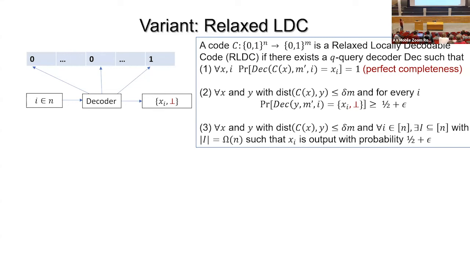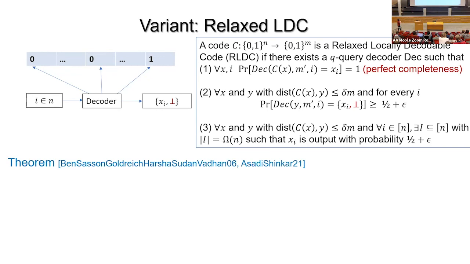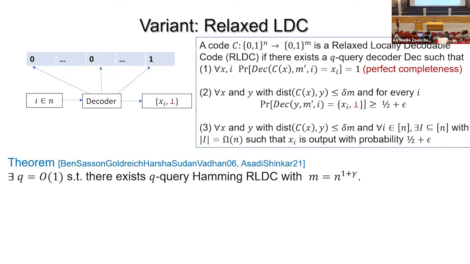The first one is perfect completeness, which means that if there is no error, we do want to always output xi. And this is a more technical property. I'm not going to get into it. But the interesting thing about these codes is that all of a sudden, one can get constant query relaxed LDCs of almost linear length, which is extremely surprising.